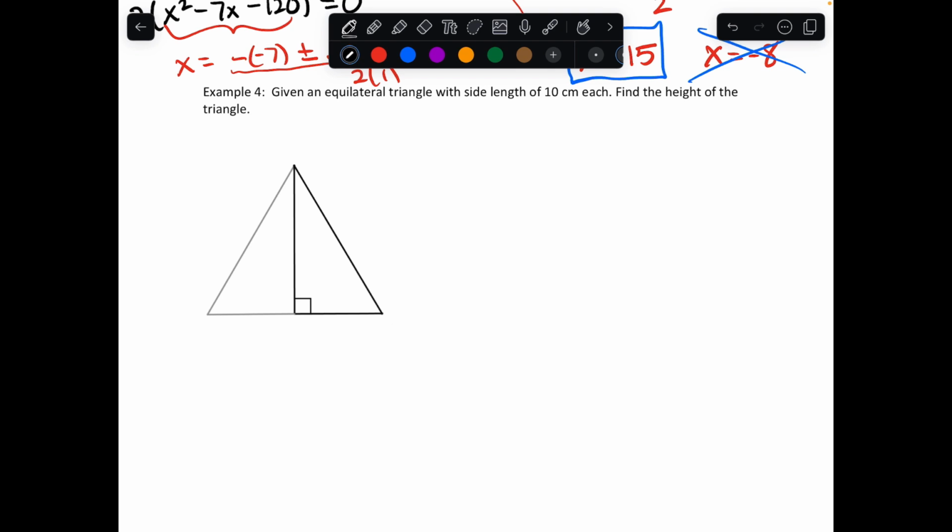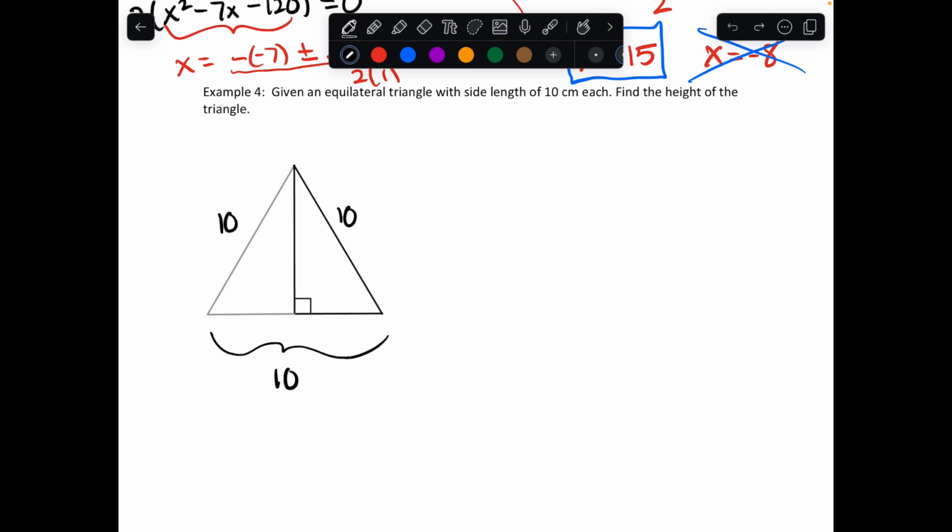Moving on to number 4, we have an equilateral triangle with side lengths of 10 centimeters each, and I want to find the height of this triangle. So I know that first off, right away, this is going to be 10, this is going to be 10, and then this whole thing right here is going to be 10. Now, because I want to find the height of this triangle, I'm going to cut it down the middle, because this is going to give me access to a right angle, as in I can use the Pythagorean Theorem.